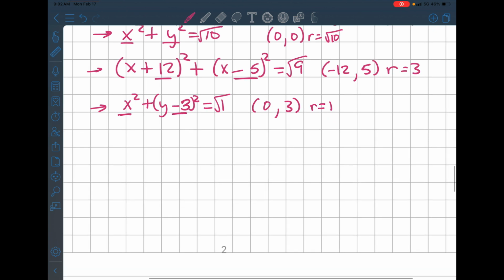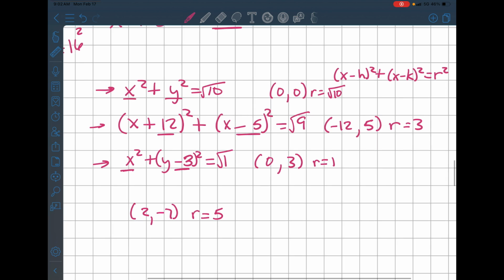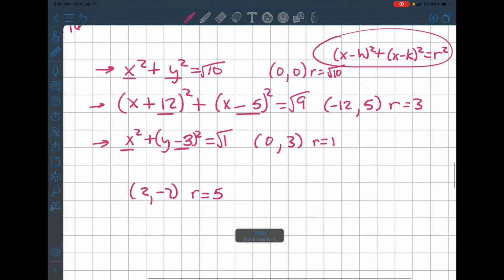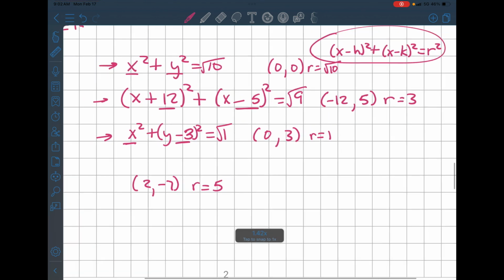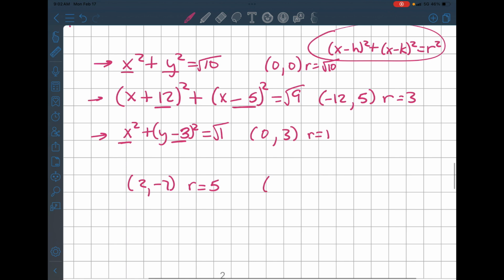So if we had centers like 2, negative 7, and our radius is 5, we're going to put this into this equation. So we have our x is positive 2, so we're going to have x minus 2. Don't forget your square and your plus. And then our y is negative 7, so we're going to have y plus 7 square and equals.